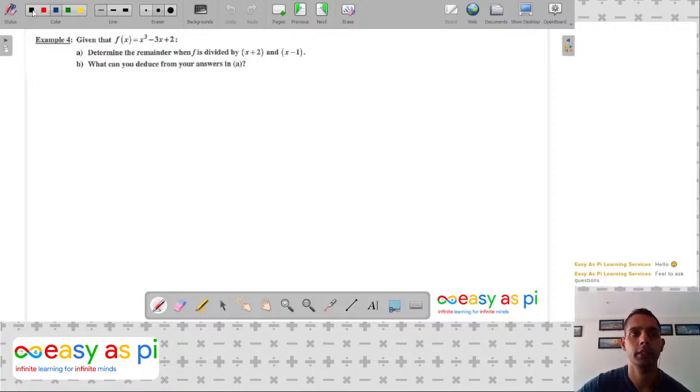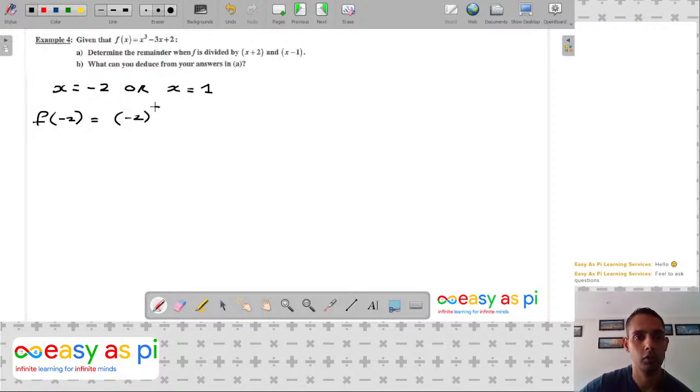In this case, I'm going to take you through determining the remainder when f is divided by x plus 2 and x minus 1. What are my critical values, or what am I going to be dividing by? Well, I'm dividing when x is minus 2 or when x is 1. If I work out f at minus 2, I get minus 2 cubed minus 3 into minus 2 plus 2. What does that give me? Minus 2 cubed would be minus 8, plus 6, plus 2. So this gives me 0.